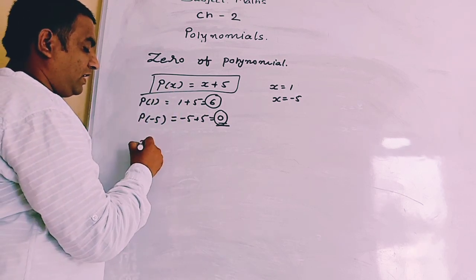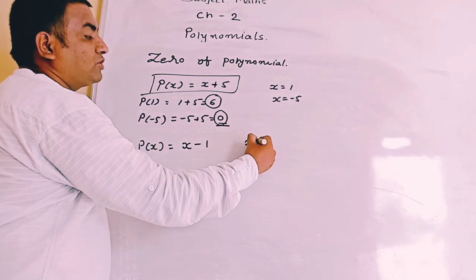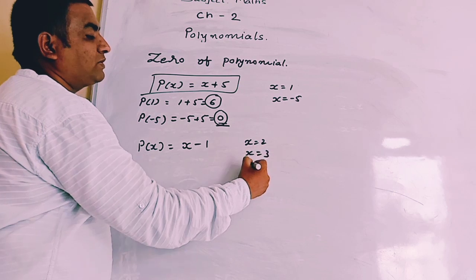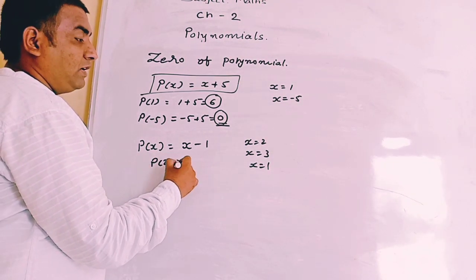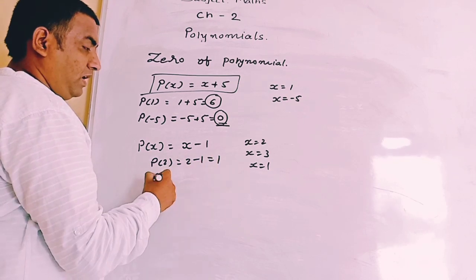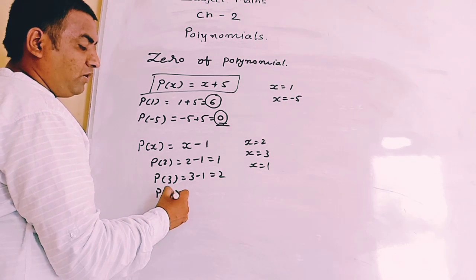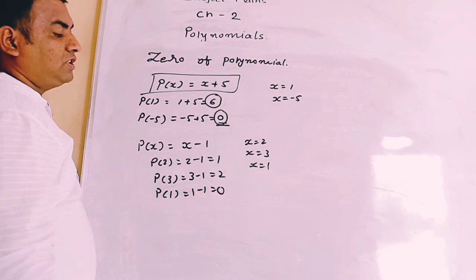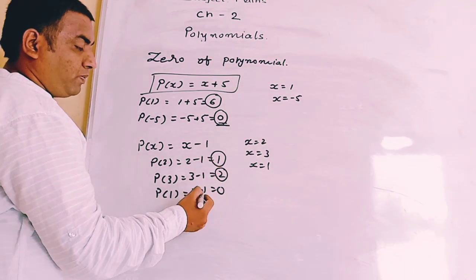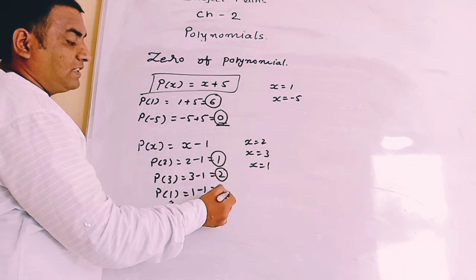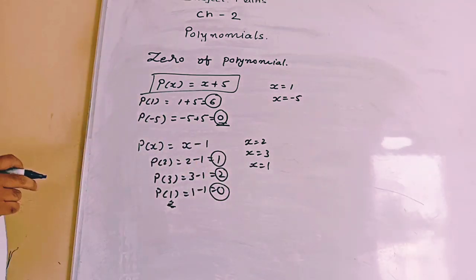For example, we take p(x) equals x minus 1, then we substitute x equals 2, x equals 3, x equals 1. Then p(2) is 2 minus 1, which is 1, p(3) is 3 minus 1, which is 2, and p(1) is 1 minus 1 equals 0. So we can see that here 2 and 3 are not zeros, but for 1 we are getting the answer 0, and so 1 is the zero of x minus 1.